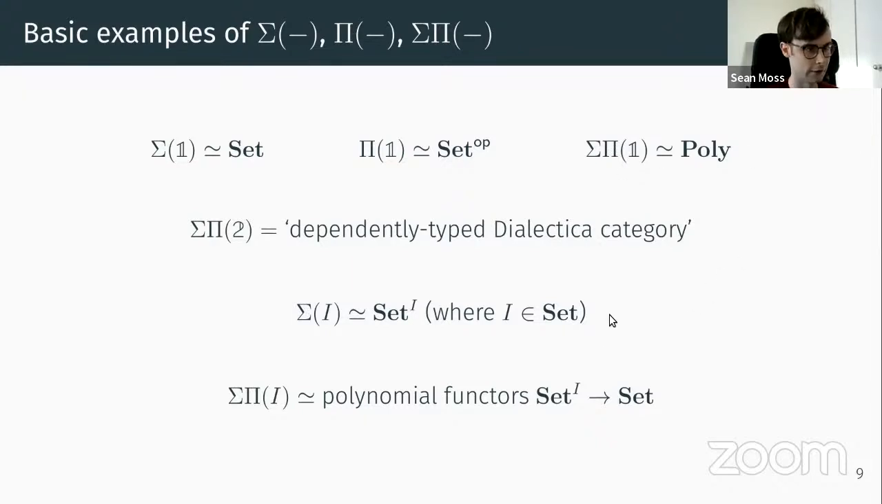Okay. And two more cute examples. If you have a discrete category I, so just a set, and you take the free sum completion of it, that's set to the I. And if you take sigma pi of a set other than just 1, including 1, then that's equivalent to the category of multivariable polynomial functors, set to the I to set.